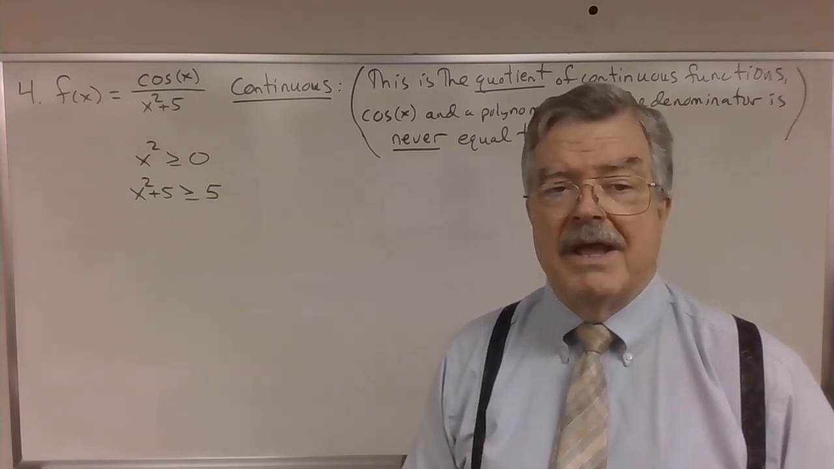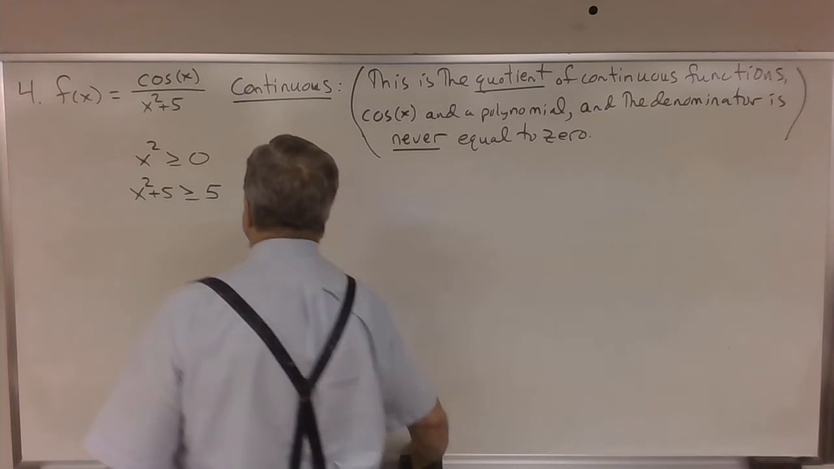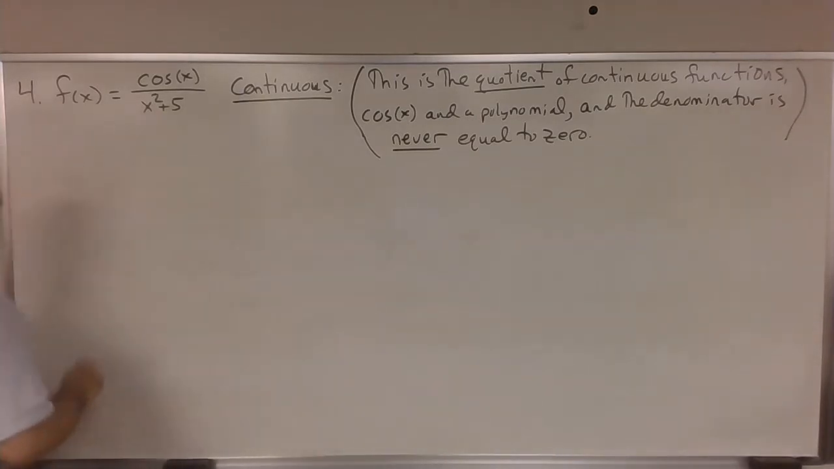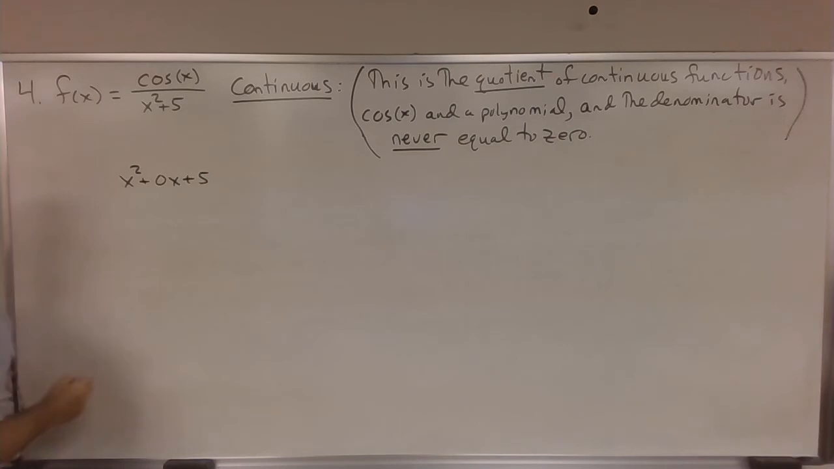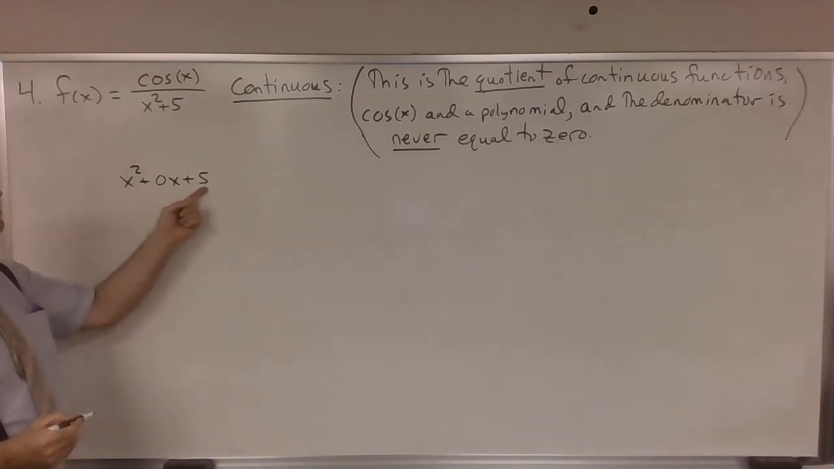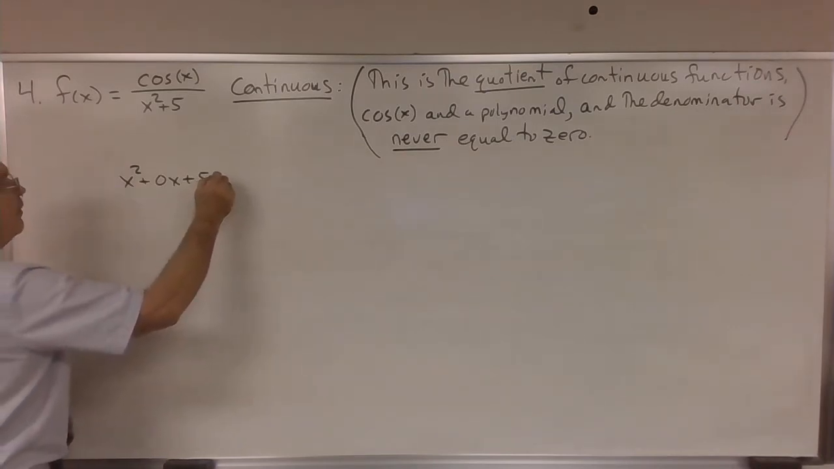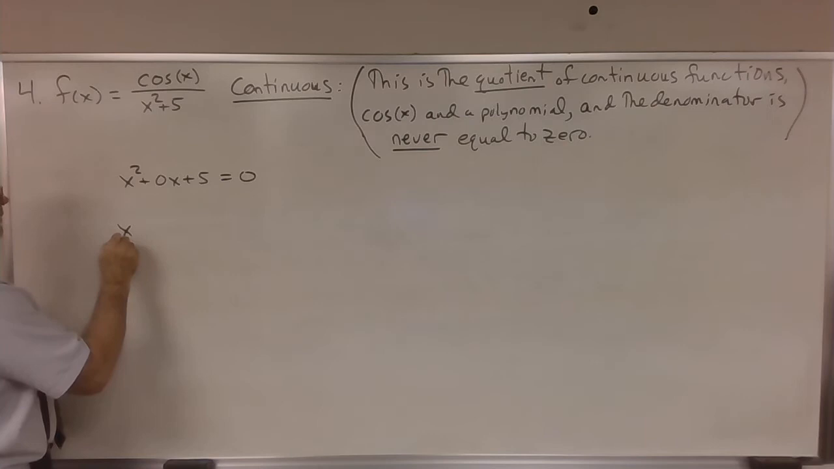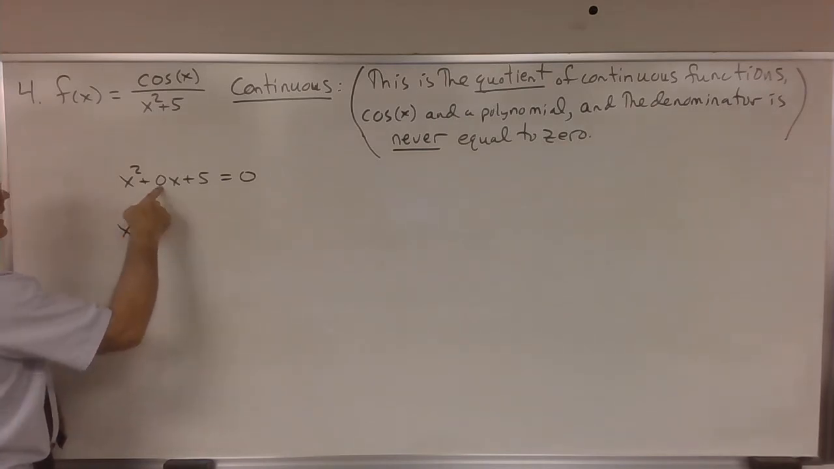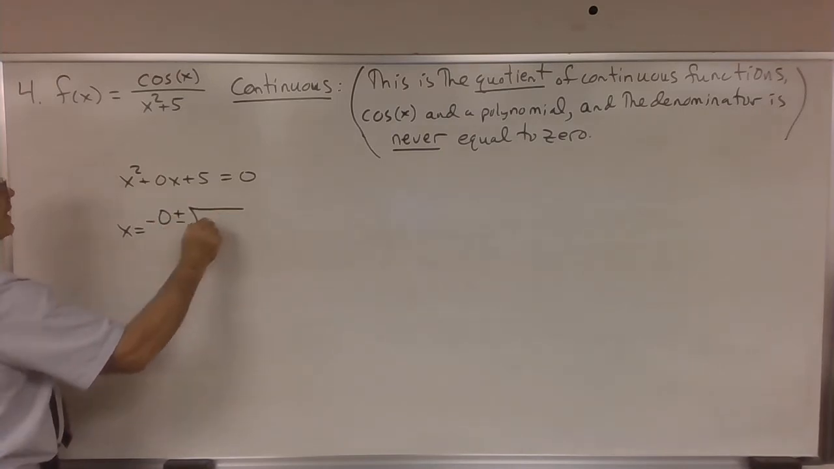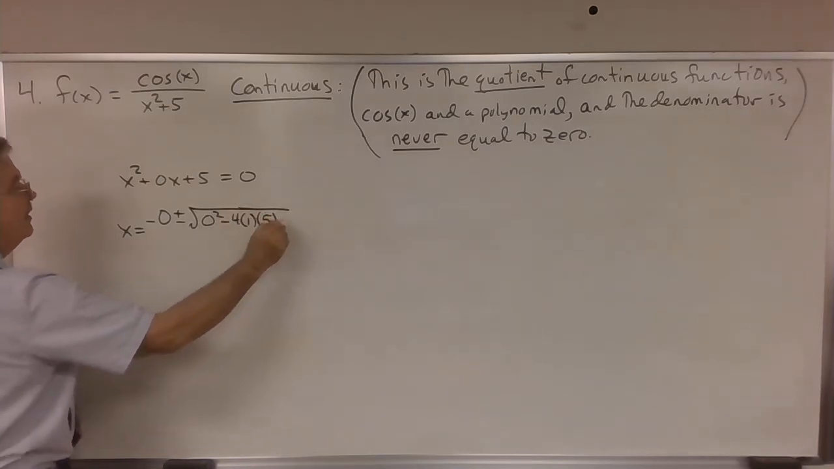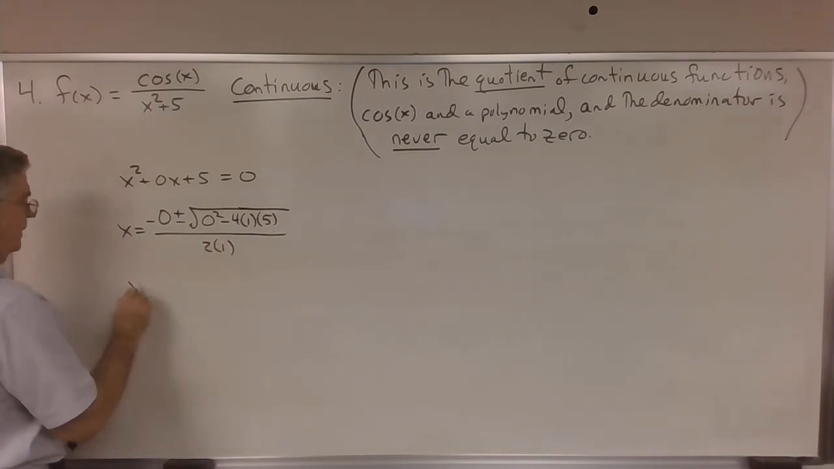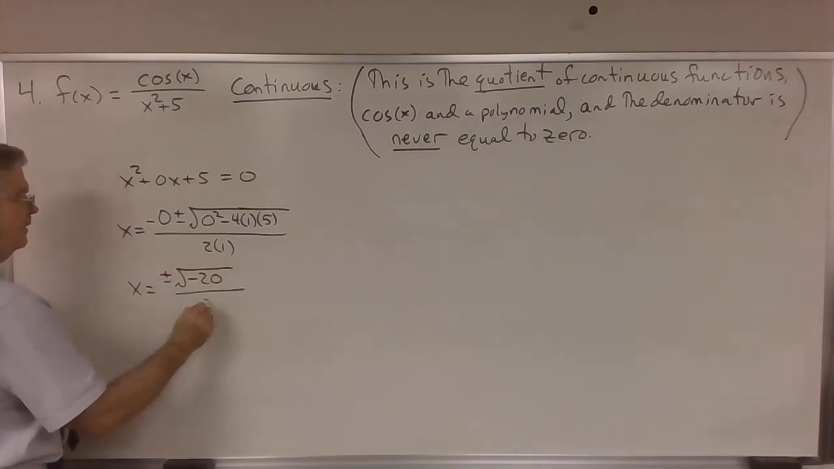Now there's another way of looking at it. We can take the denominator, so this is 1x squared plus 0x plus 5, set it to 0 and plug the coefficients into the quadratic formula, and we get negative b plus or minus the square root of b squared minus 4ac, all over 2a. And what that gives us is plus or minus the square root of negative 20 over 2.